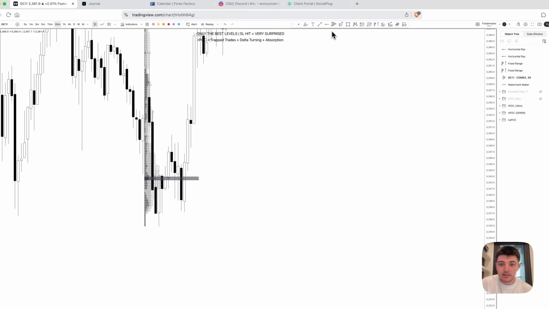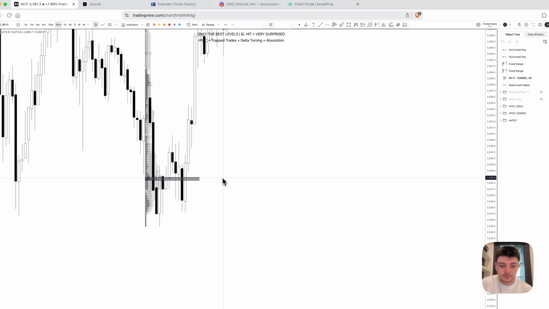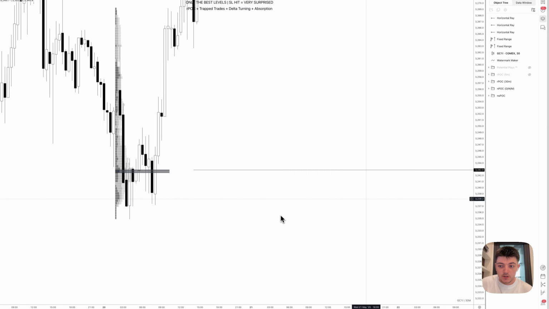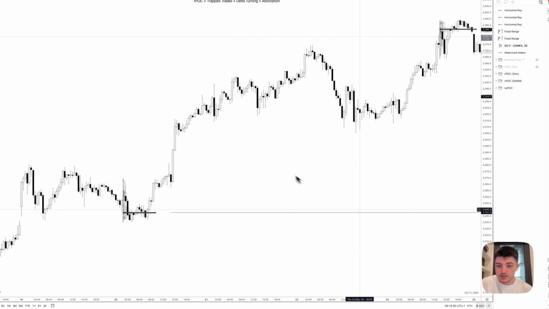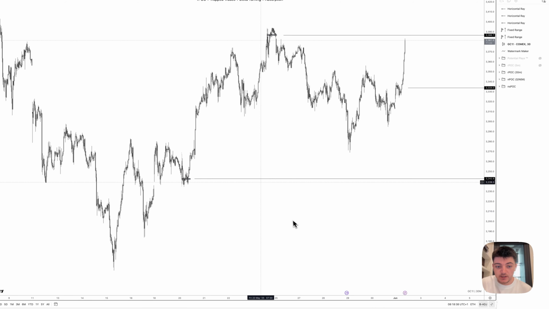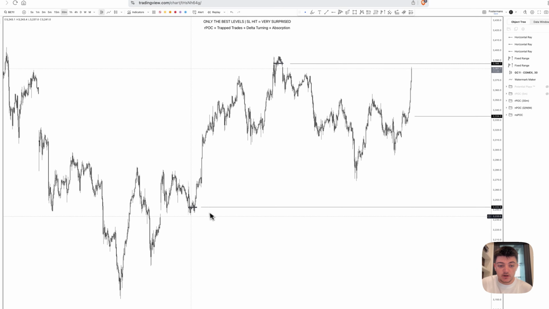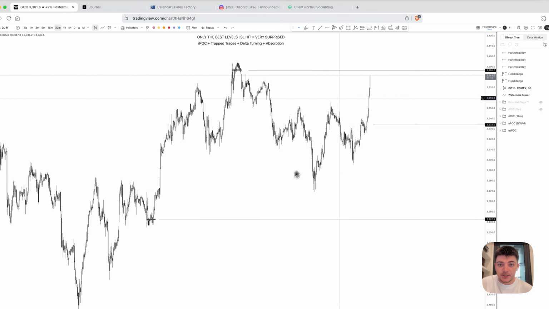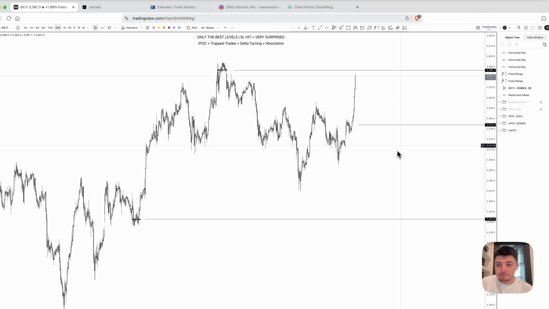Now, saying that, I would take these trades just normally. Like, I could just take these as they are, the range point controls and stuff. But again, that's just not my style.